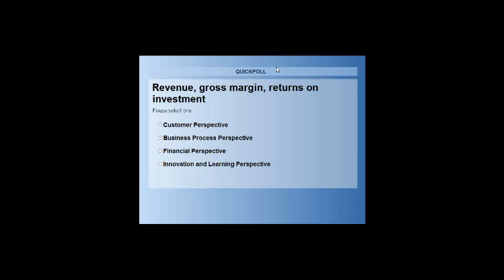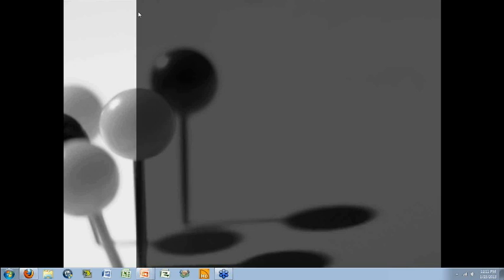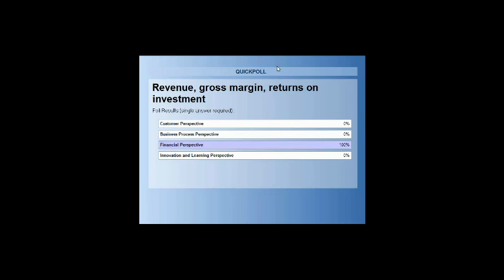Revenue, gross margin, returns on investment. Make your choices. And we got about 5 seconds to go. Okay, closing down. Everybody got this one right. When we're talking about revenue, it's definitely a financial perspective.